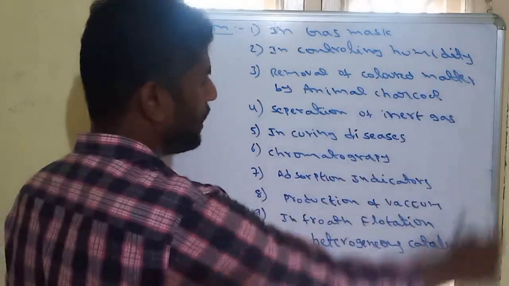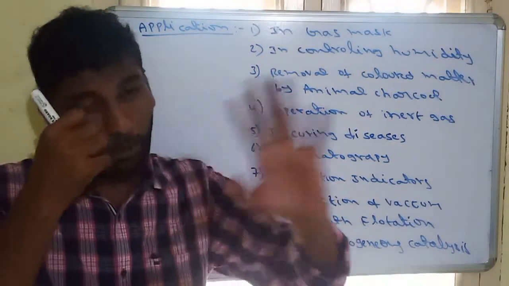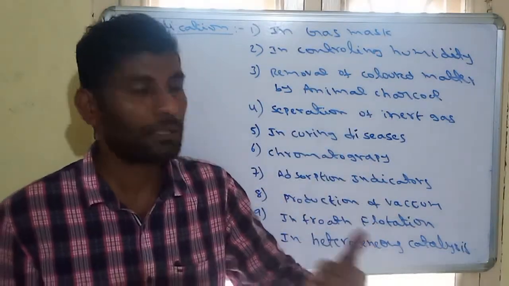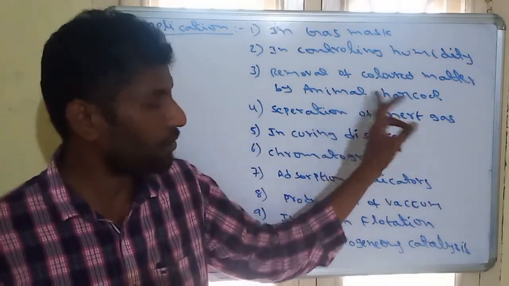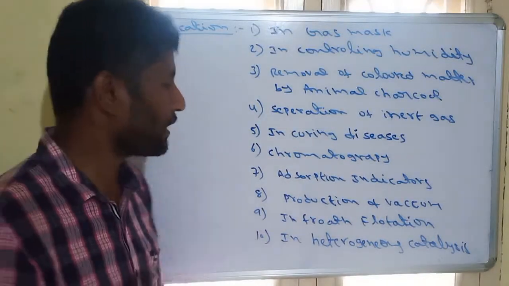Similarly, removing of colored matter by animal charcoal. From solutions, colors can be removed. The solution will become colorless. So the colored solutions can be decolorized by using animal charcoal. Animal charcoal is used to remove colored matter from the solutions. That is also an adsorption technique.